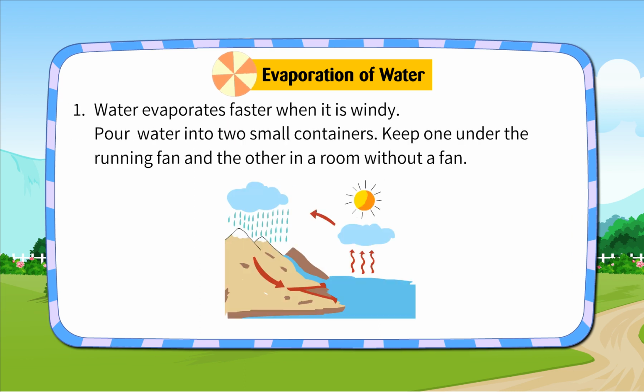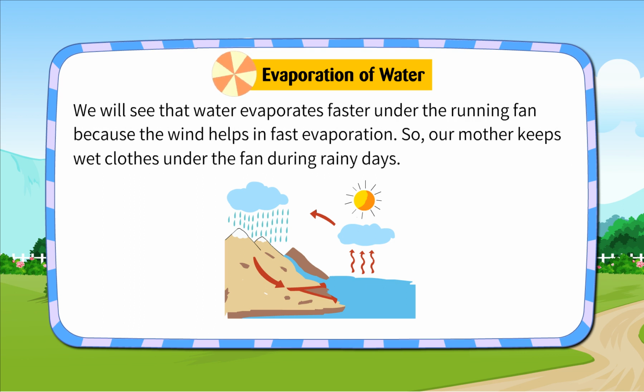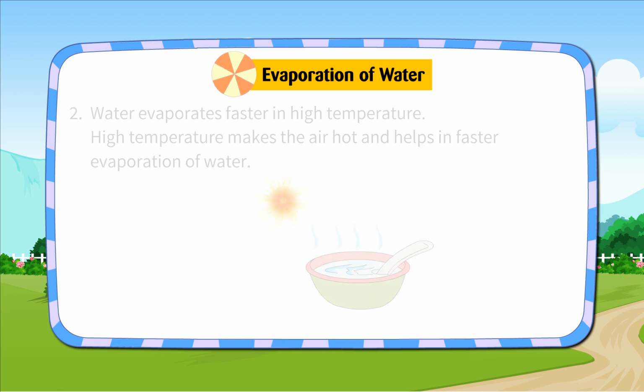There are many conditions in which the water evaporates faster. For example, number 1. Water evaporates faster when it is windy. Pour water into 2 small containers. Keep one under the running fan and the other in a room without a fan. We will see that water evaporates faster under the running fan because the wind helps in fast evaporation. So, our mother keeps wet clothes under the fan during the rainy days.